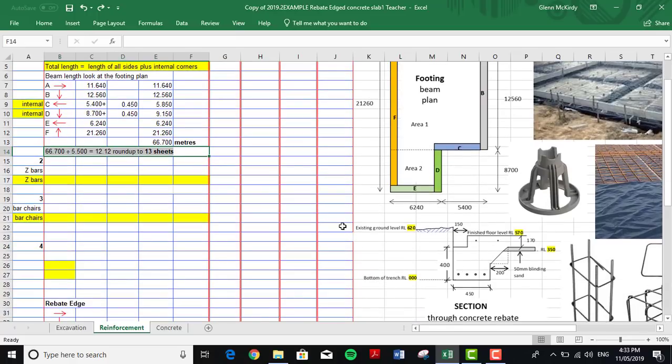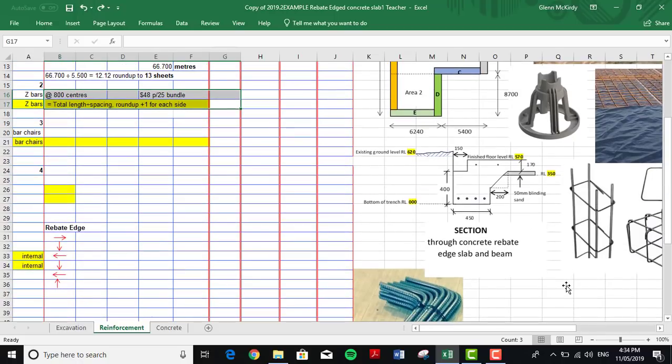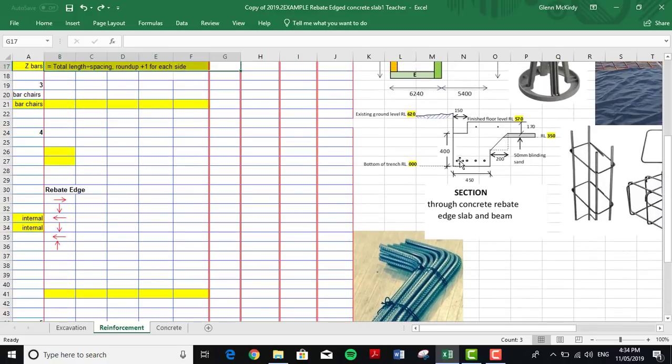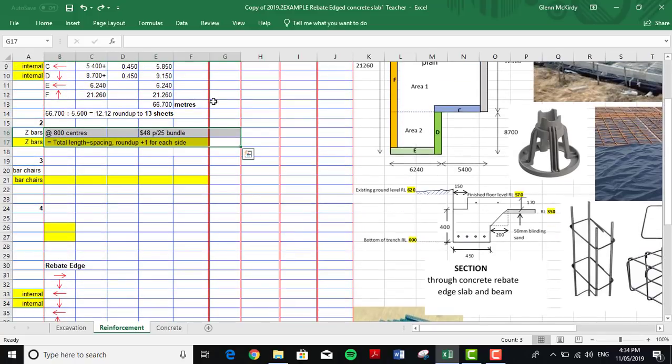Okay, so what we do now, our Z bars. Now what a Z bar is, and we've discussed this in class, here's a Z bar here. Now that Z bar goes across, goes up, and goes across. And that's where the Z comes from. So what we do there, the Z bars are spaced at 800 millimeters centers. So we go 66.7 because that's our total length, divided by our 0.8 gives us 83.375. We round it up to 84, plus 1 for each side gives us 90.